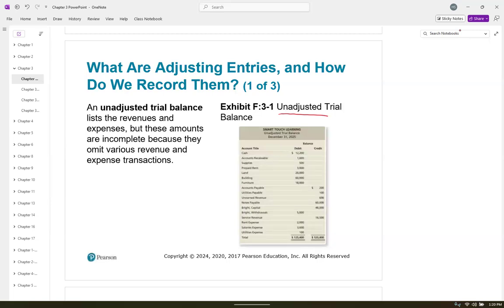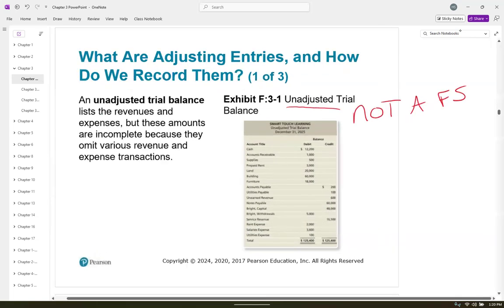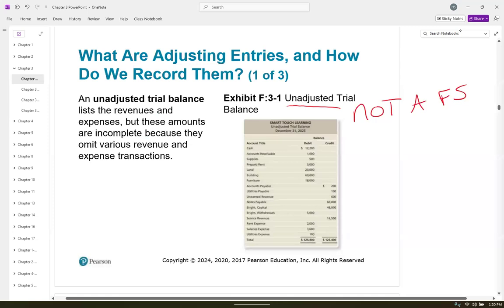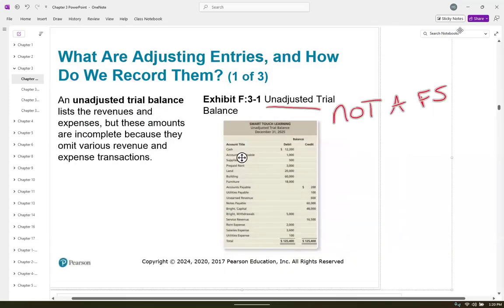Okay. So unadjusted, it just has all of the assets, liabilities, equity, revenues, and expenses. Every account, every single one in the trial balance. Remember, the trial balance is not a financial statement. So if you get a test question that says, is the trial balance a financial statement? No, it is not. This is more of an internal document. And if they do these correctly, you can see there's some kind of imaginary lines.